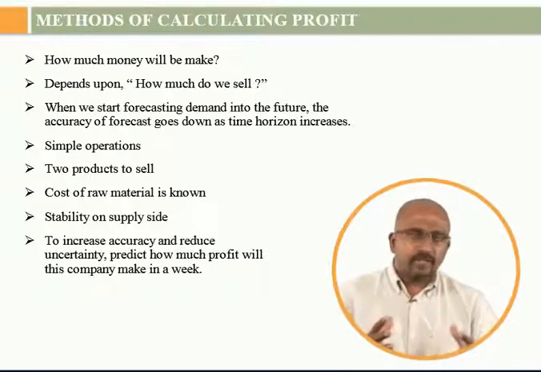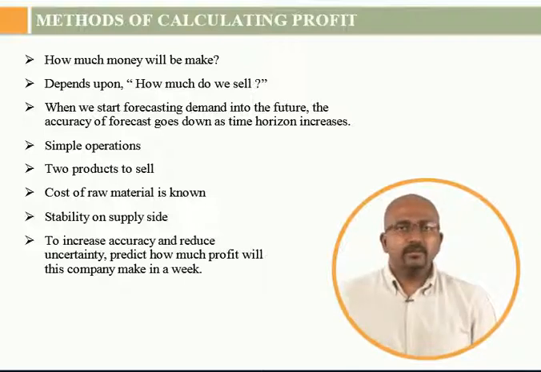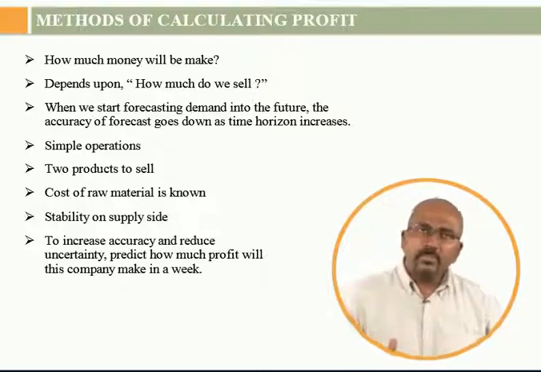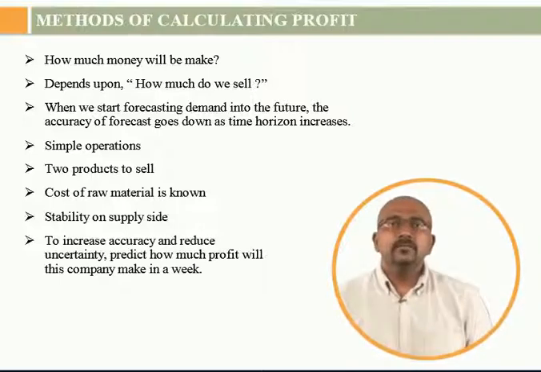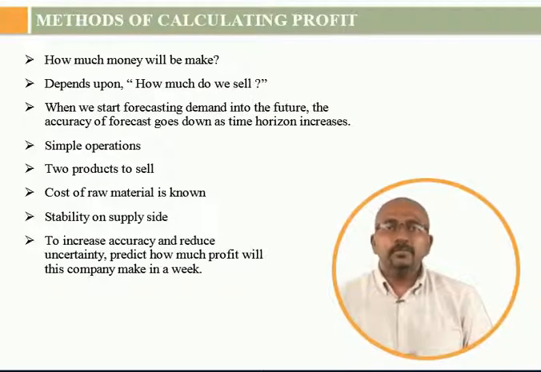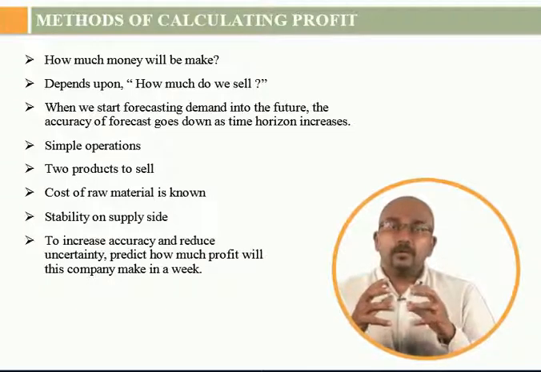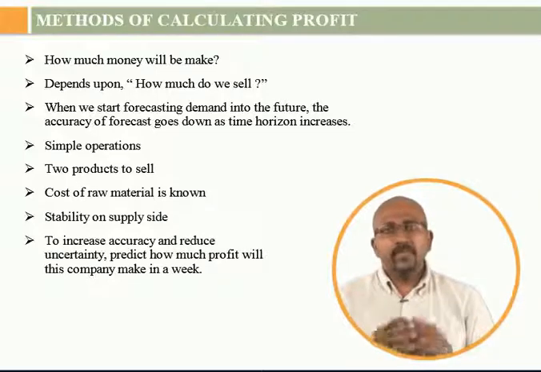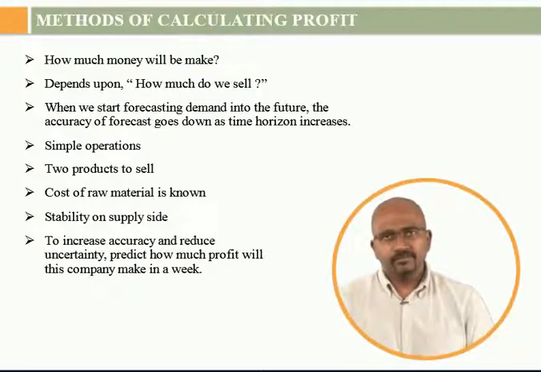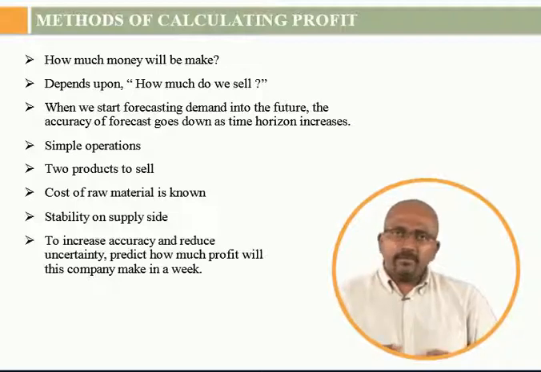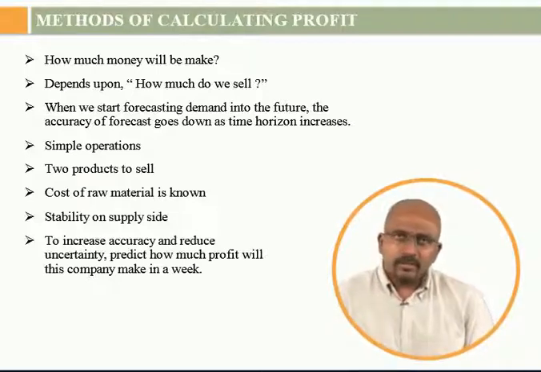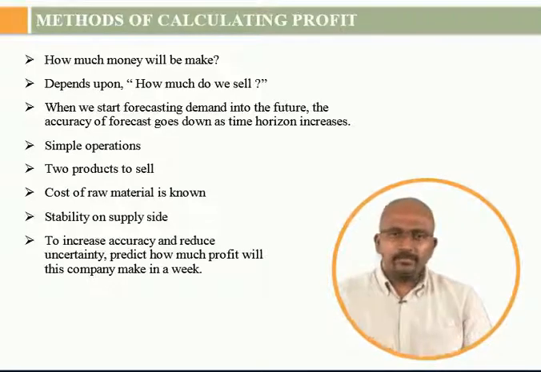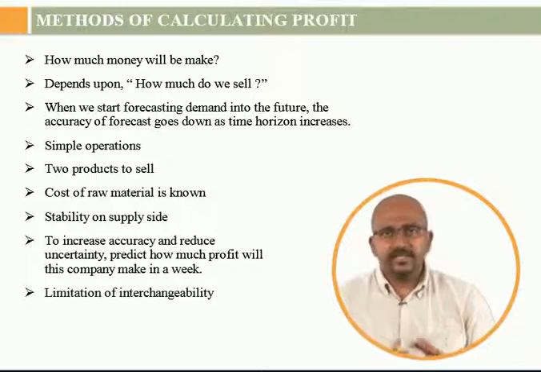I'm trying to create an ideal situation where the demand doesn't fluctuate, the customers don't change their mind, the raw material comes on time, high quality, there is no labor issue, the variation in process is 0 and you have a perfect operation. But even after all this hard work of perfect operation, we still have some limitations, and the limitation is of interchangeability.